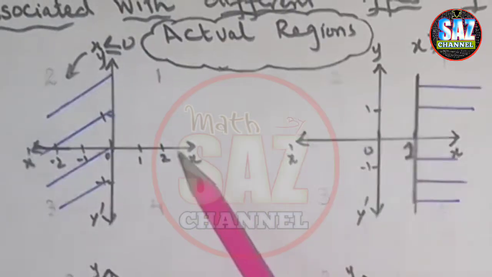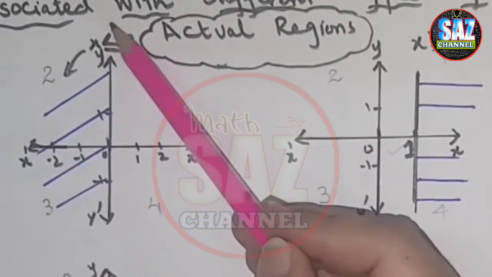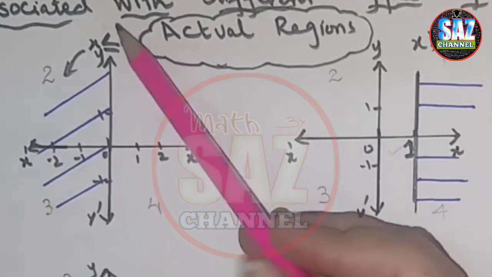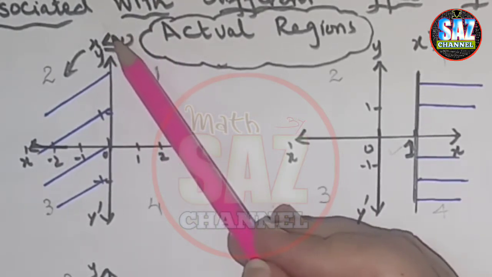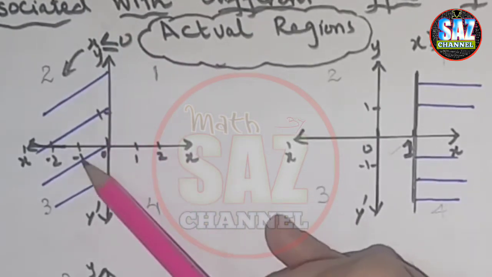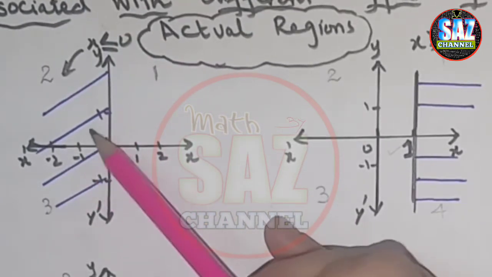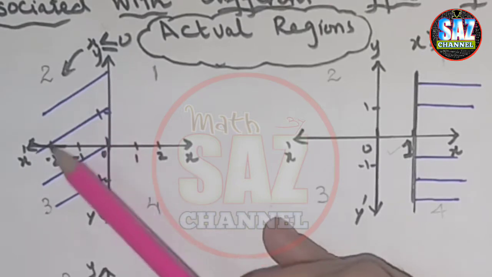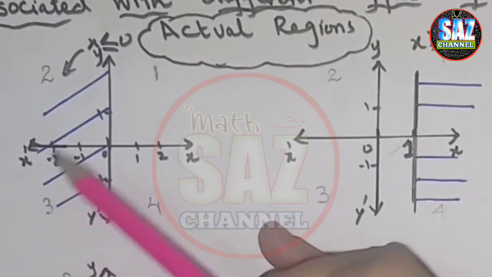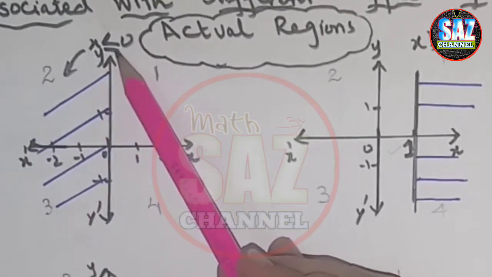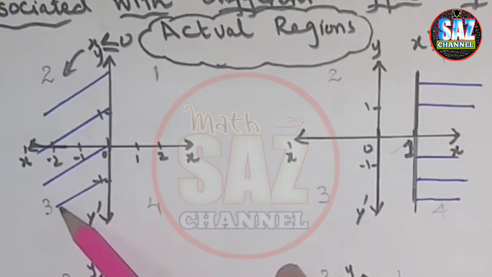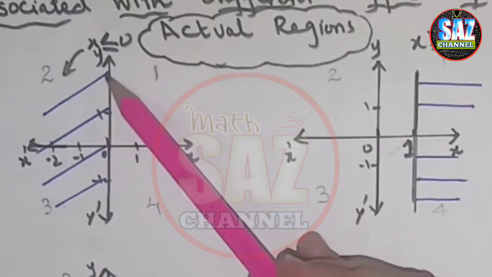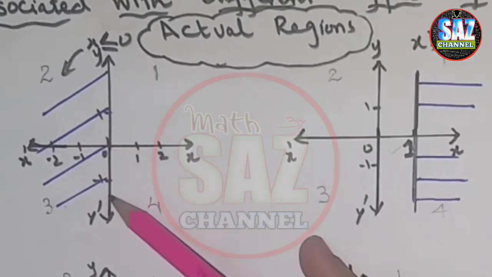Coming to the second situation, that is x less than or equal to 0. For x less than or equal to 0, it means that we need the negative values of x, and we know x values are negative in the second and third quadrant. So for this situation, you need to shade the second and third quadrant completely, or towards the left of the y-axis.